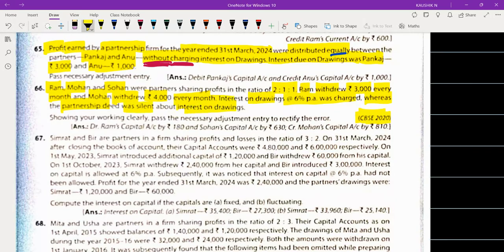Now tell me what the concept is all about. What has happened? There are three partners, Ram, Mohan, and Sohan, sharing profits and losses in the ratio 2 is to 1 is to 1. Ram has withdrawn rupees 3000 every month and Mohan has withdrawn rupees 4000 every month. Interest on the drawings has been calculated at the rate of 6% per annum, whereas it was given very clearly that the partnership deed was silent. Now tell me, what is there?